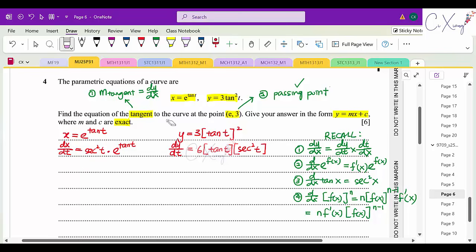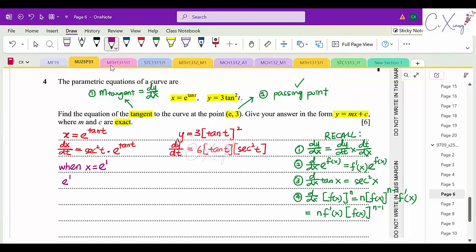How to get the value of t? Again, by using the passing point, because we know that our x coordinate is e. So when x is equal to e to the power 1, substitute into your x equation. From here, tan t is equal to 1. You combine the power with the power. Press tan inverse 1, and you'll get pi over 4 for your value of t.